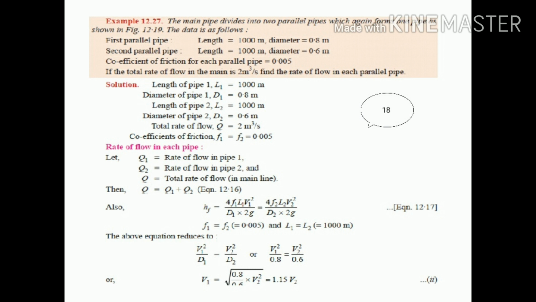Now the loss of head due to friction is the same, so write the formula for that. HF is equal to 4 F1 L1 V1 square upon 2 g D1 equal to 4 F2 L2 V2 square upon 2 g D2. As you see in the given data, the lengths of both the pipes are the same, so L1 and L2 get cancelled. The friction factor is also the same, so 4F1 and 4F2 also get cancelled, and 2g is constant, so that also gets cancelled. What remains is V1 square upon D1 equal to V2 square upon D2. Now the diameters D1 and D2 are given, so put them into this relation to form one equation of V1 in the form of V2. If you simplify, you will get V1 equal to 1.15 V2.